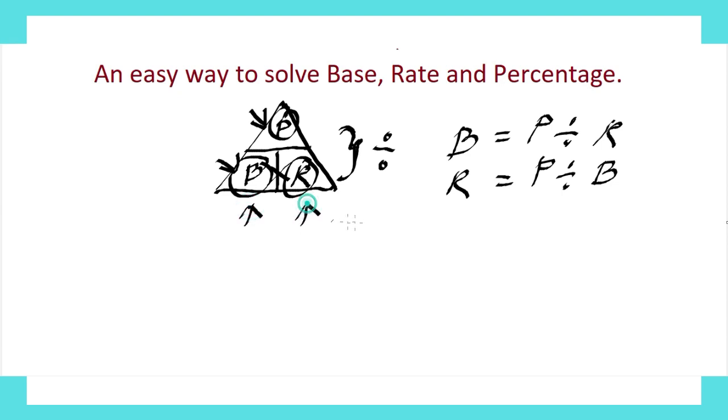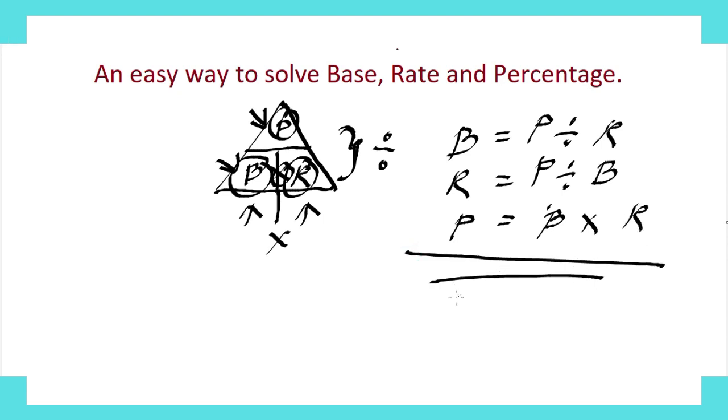And that is tricky there. All right, so we have here the last one. If you are looking for percentage, you are going to multiply the base and the rate. And of course, that is the traditional way. So I'm going to write traditional. That's the traditional way that is written in the textbook.